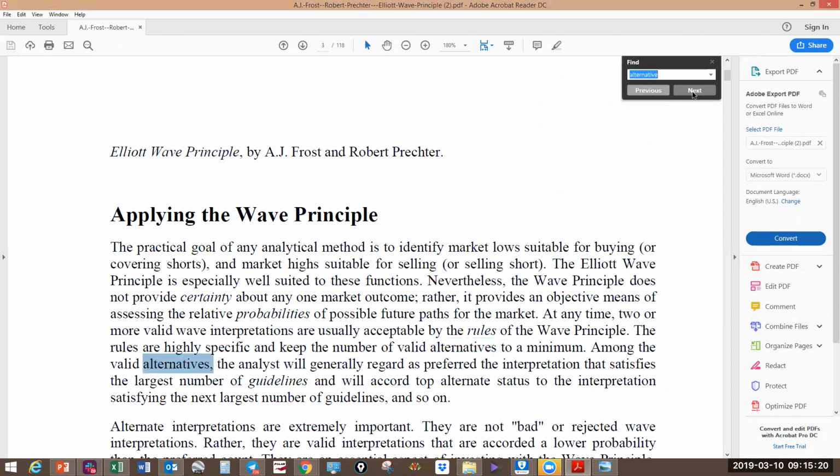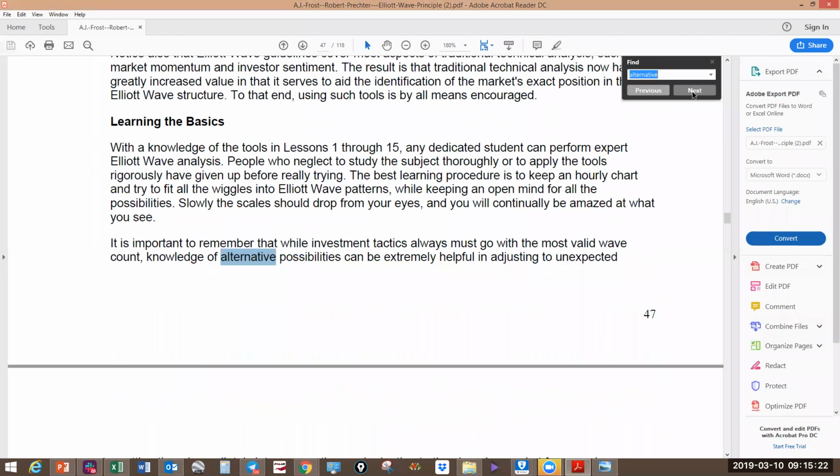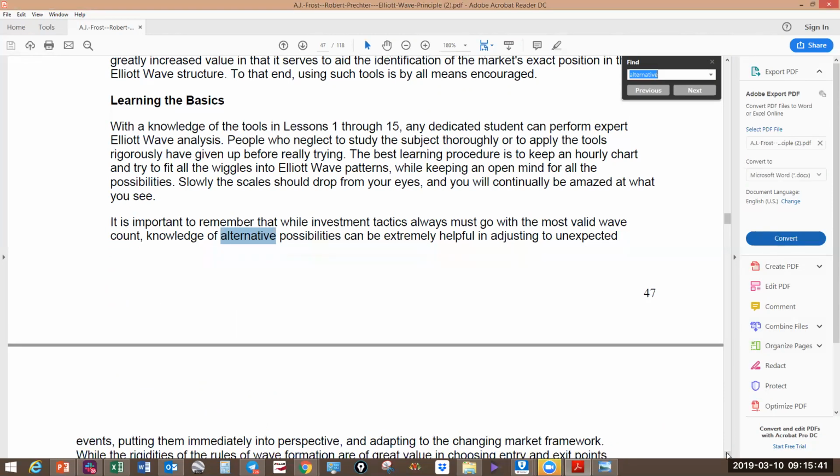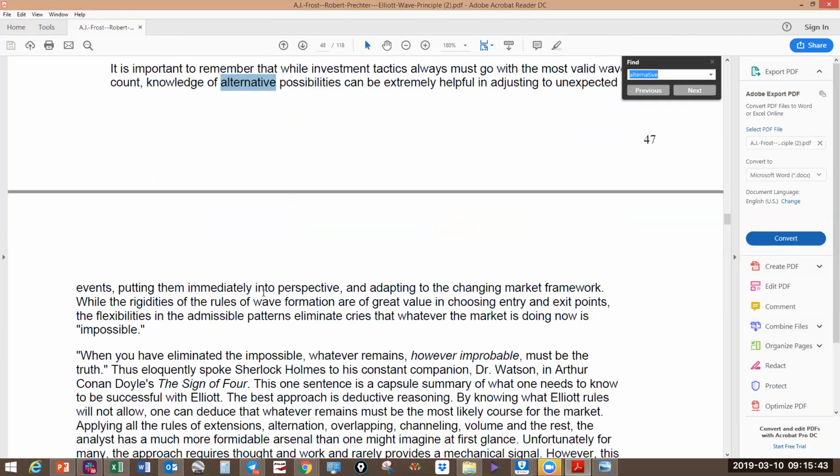It is actually important to have an alternative. Why? It is important to remember that while investment tactics must always go with the most valid wave count, knowledge of alternative possibilities can be extremely helpful in adjusting to unexpected events, putting them immediately into perspective and adapting to the changing market framework.